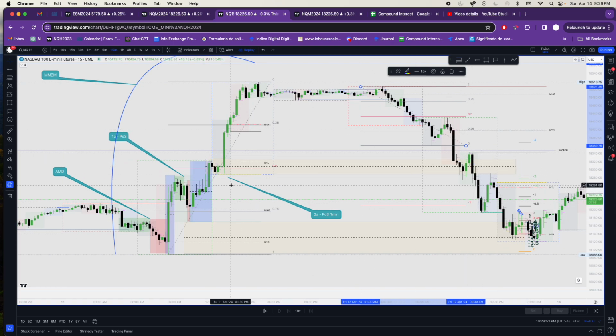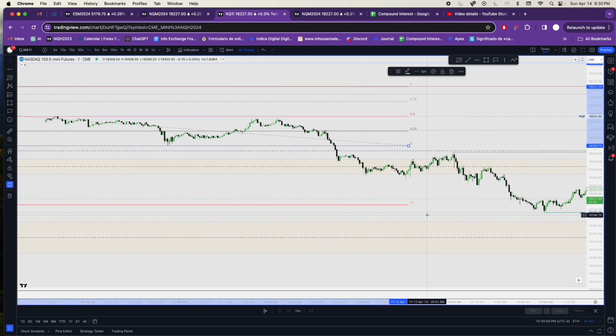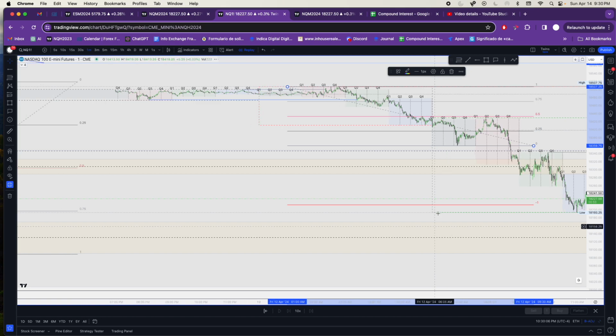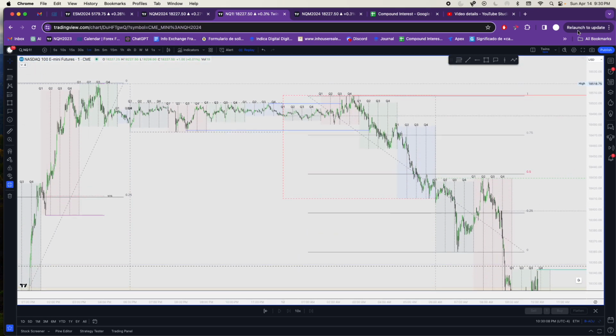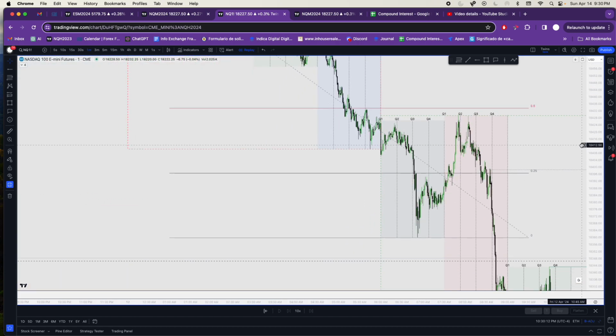So we know higher time frame where our pools of objectivity is, right? These green, these yellow bars. Let's go down to the one. This is where we have some fun.